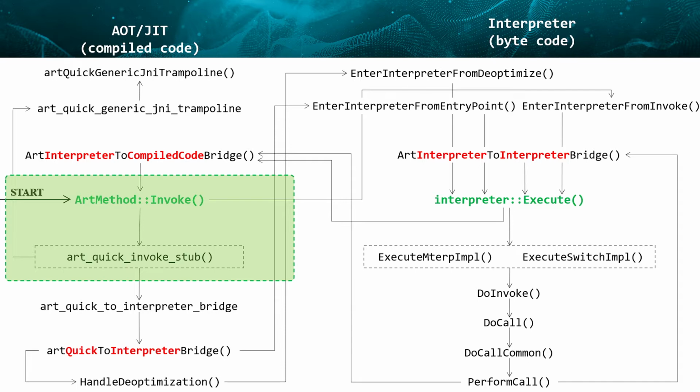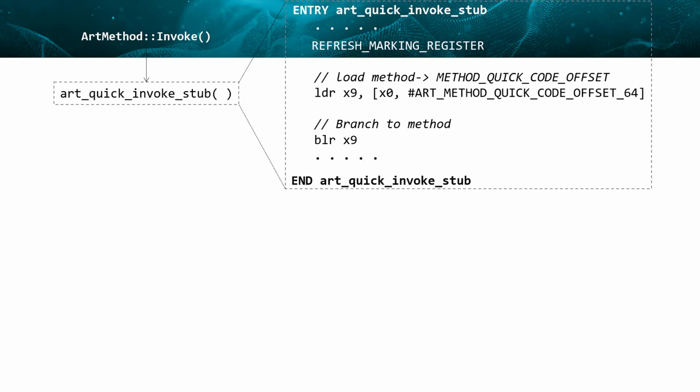Let's dig more into this part. The Invoke function of the ArtMethod class calls the ART quick invoke stub function. The ART quick invoke stub function is written in ARM assembly code to boost the execution speed. This function has the address of the target function to be invoked and executed.